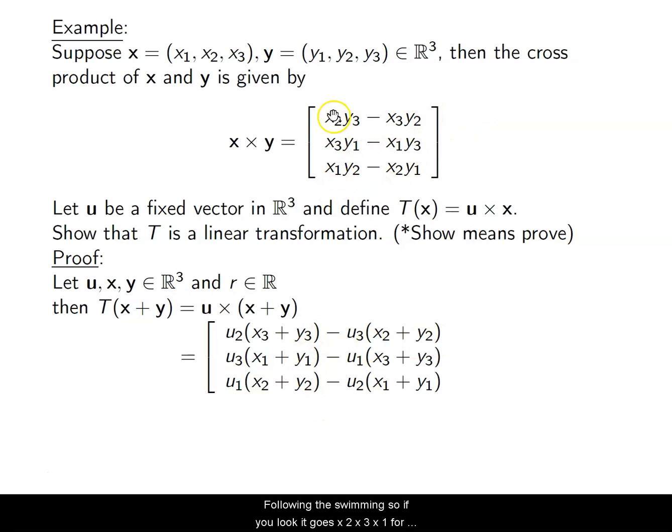Okay, following this formula. If you look, it goes x2, x3, x1 for the first elements. For u, it's the same thing, u2, u3, u1, right? On the second half, it's x3, x1, x2, u3, u1, u2. The order of the u terms matches up with the x terms because those are the first terms in this whole cross product. Okay, so if you just pause this for a second, then you can see that this does follow this format. Right?